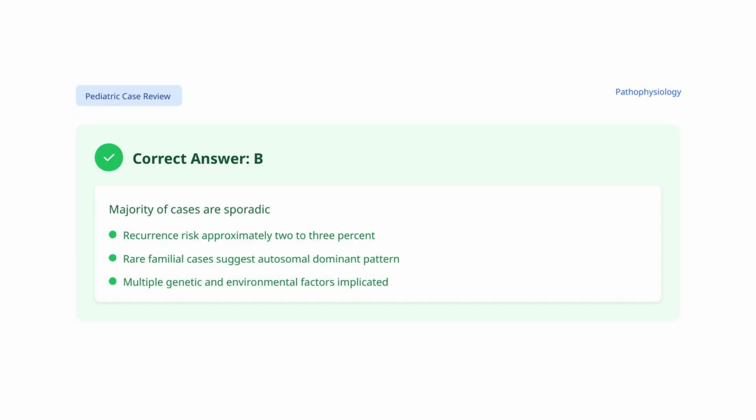The majority of Goldenhar syndrome cases are sporadic occurrences. Recurrence risk for subsequent pregnancies is approximately 2 to 3%. Rare familial cases suggest possible autosomal dominant inheritance pattern. Multiple genetic and environmental factors are implicated in disease etiology, making prediction challenging.